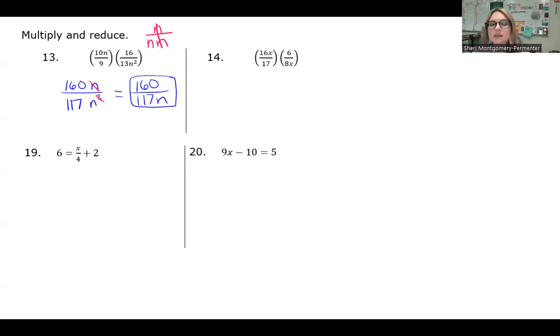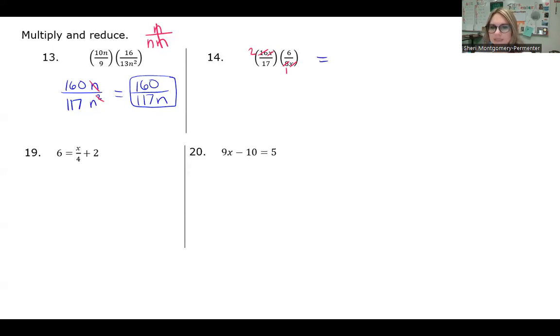Question 14. Let's double check to see if anything reduces first. So 16 and 17, that doesn't reduce. What about 16 and 8? Yeah, that could reduce. So 16 over 8 would be 1/2, but I have to write it with the 2 on the top because the 16 is bigger. Hey, look, I also have an X and an X, so those can go away. And if you simplify before you multiply, then it makes it just a little easier.